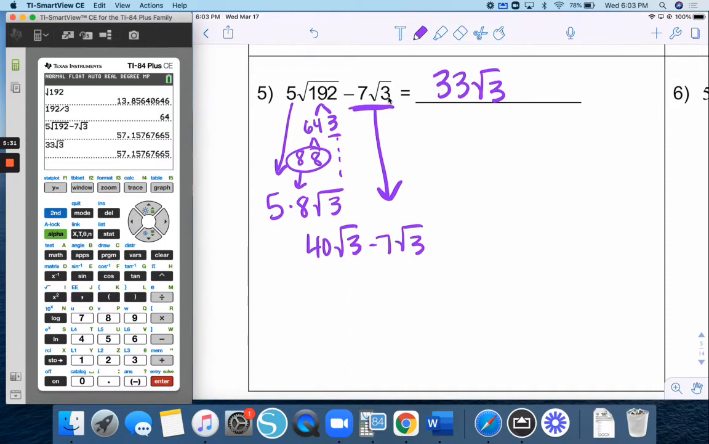A hint in adding and subtracting is you're probably looking for a square root that's going to be the same so you can combine the square roots. Once you've broken this down and simplified like we've been doing the last 2 days, then you combine it with the other one.